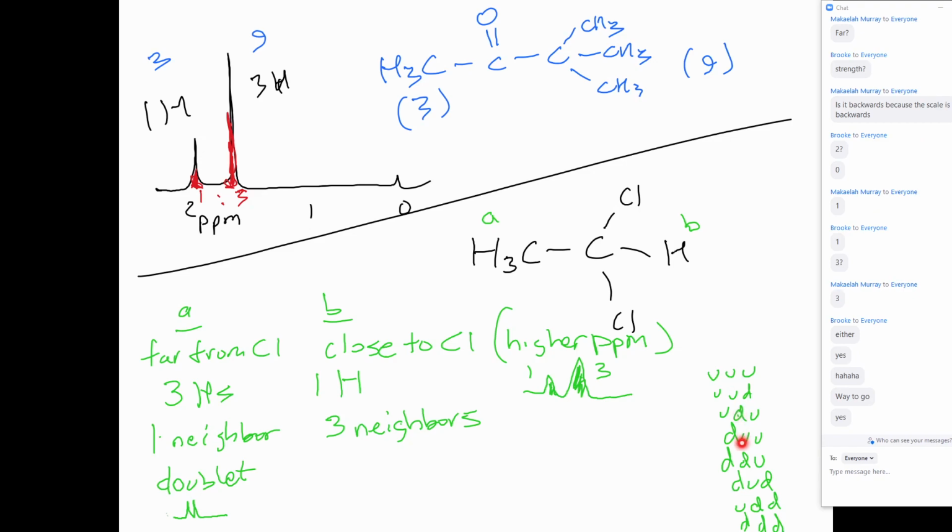1, 2, 3, 4, 5, 6, 7, 8, which makes sense. 3 neighbors, 1 out of 2 possibilities. 1/2 times 1/2 times 1/2 is 1 out of 8, meaning there are 8 different ways this can show up.